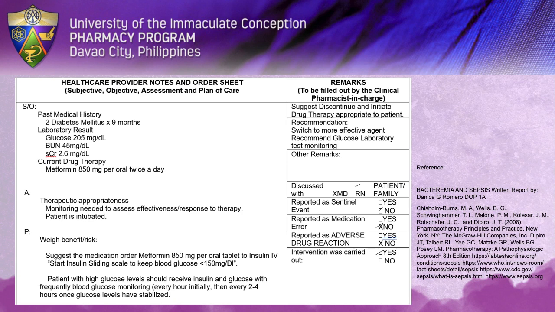For our assessment, monitoring is needed to assess effectiveness or response to therapy. Patient is intubated. Our plan of care involves weighing benefits over risk. Suggest changing the medication order from metformin 850 mg per oral tablet to insulin IV. Start insulin sliding scale to keep blood glucose lesser than 150 mg per deciliter. Patient with high glucose levels should receive insulin and glucose with frequent blood glucose monitoring, every hour initially, then every 2 to 4 hours once glucose levels have stabilized.